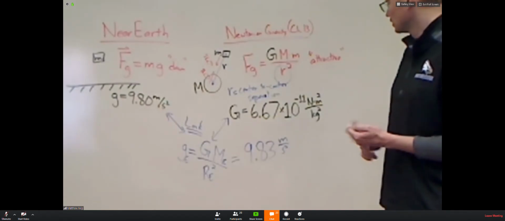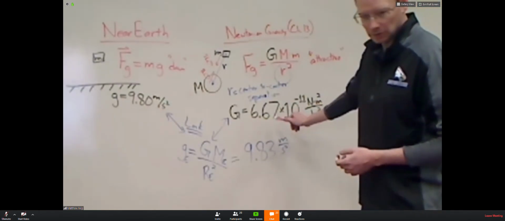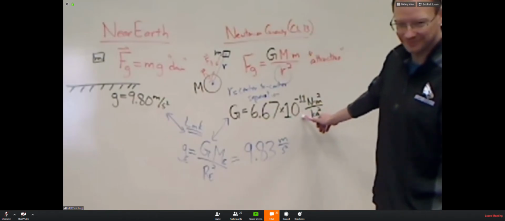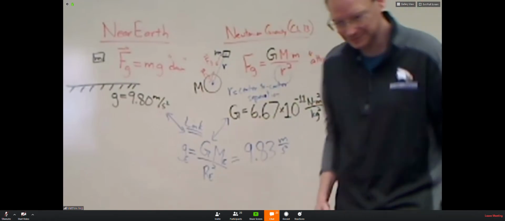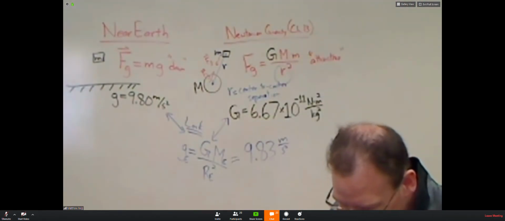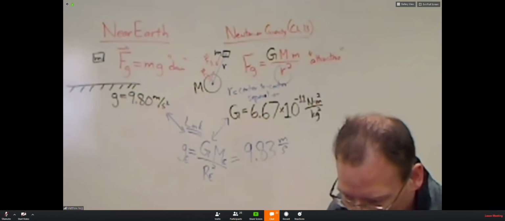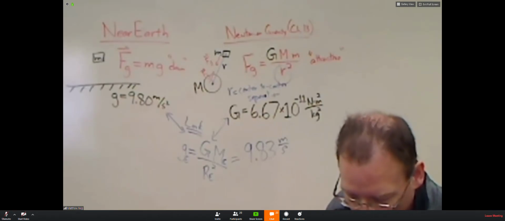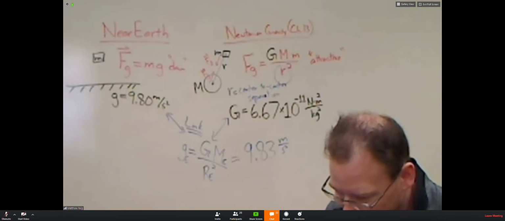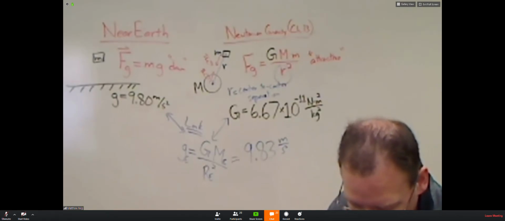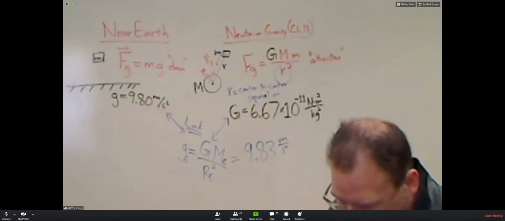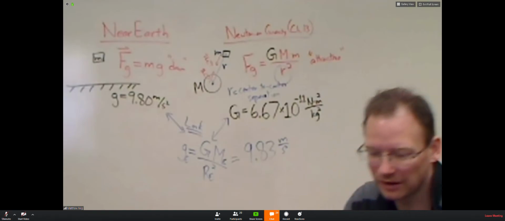Let's see. What about the value of capital G? How big is this? 6.67 times 10 to the minus 11. So big G is not very big. Big G, capital G, is 6.67 times 10 to the minus 11 Newton meters squared over kilograms squared. You know, it's very, very, very small, right?